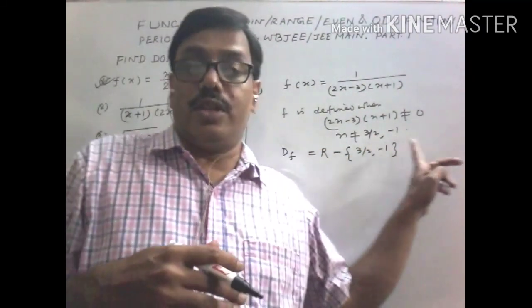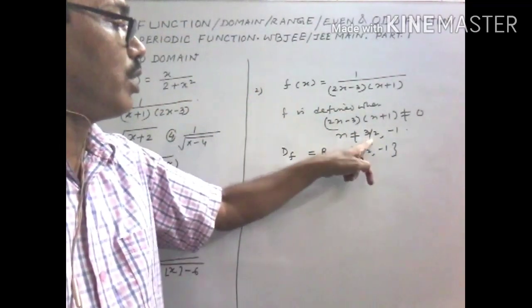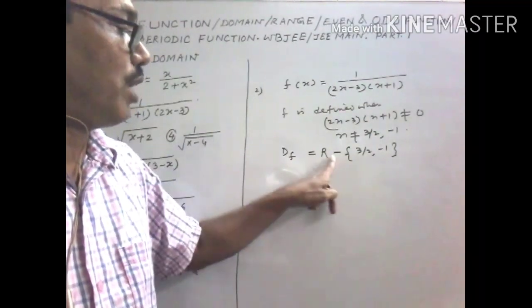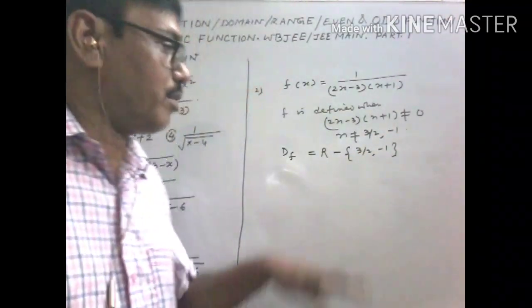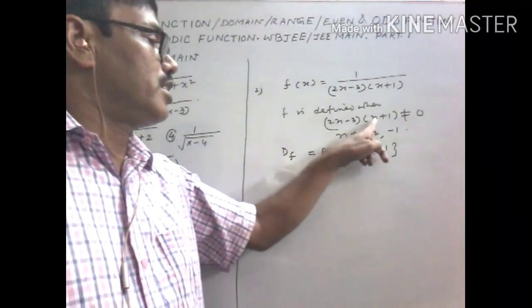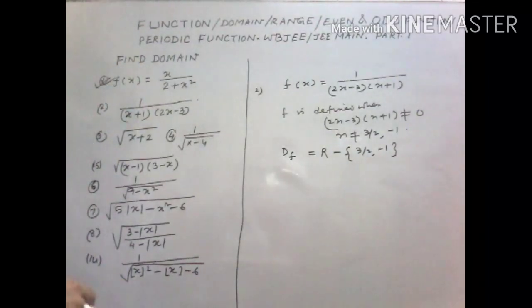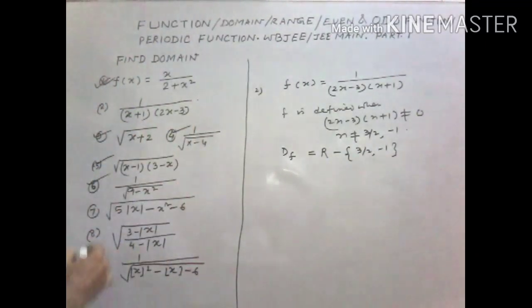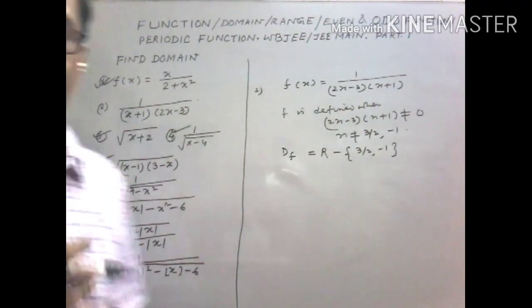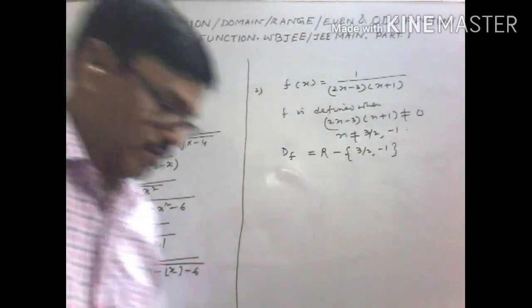So what is Df? R minus, only these two points are excluded. Look, these are 3 by 2 and minus 1, real values. So it is undefined at 3 by 2, so 3 by 2 is excluded, minus means excluded, and minus 1 is also excluded. But for the previous one, it was in terms of i, so the domain is R. Next, problems 3, 4, 5, 6, 7, 8, 14 are all of the same type. Now we consider first problem number 5.